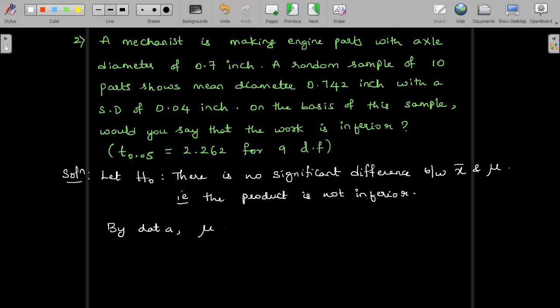So now, to apply student T, before that we can analyze the data and write down all the known values. So mu is given as 0.7, x bar is equal to 0.742 and n is equal to 10. S, the standard deviation of the sample, is 0.04. So with all these, we will now calculate the student T. Of course, again it is student T distribution because n is less than or equal to 30. So T is given by x bar minus mu divided by S into square root of n.